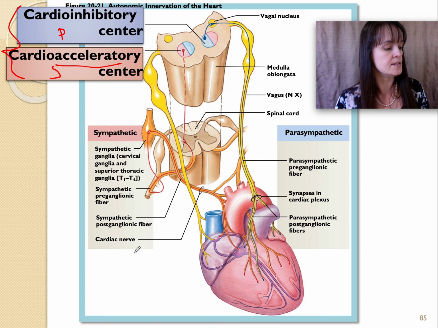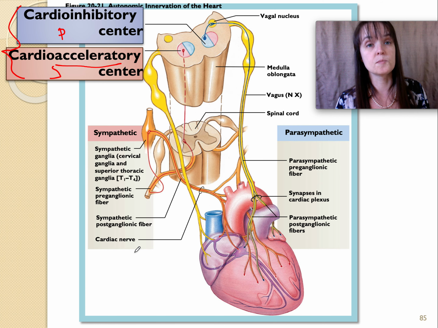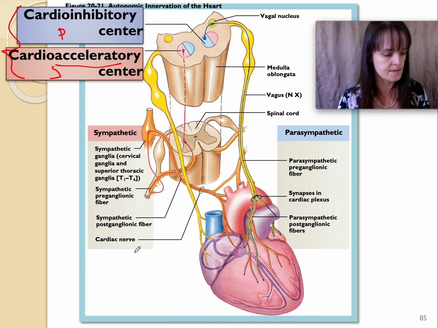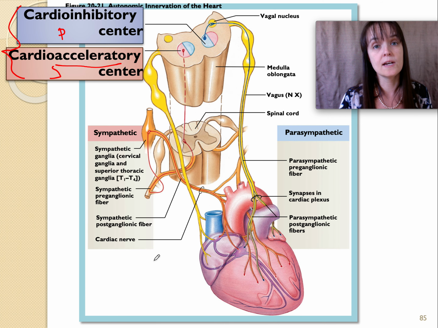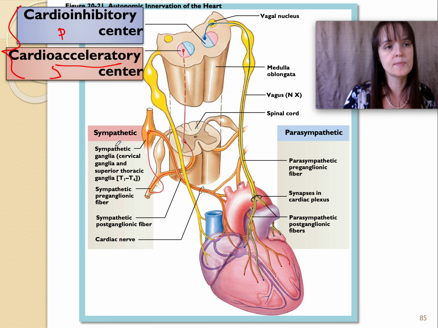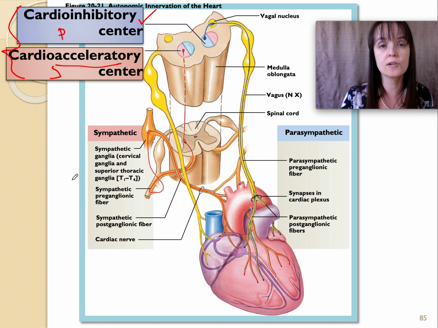Cardiac reflexes. An increase of cardiac activity can be caused by a decrease in blood pressure, a decrease in oxygen, and an increase in carbon dioxide. The resting autonomic tone is that you get both sympathetic and parasympathetic innervation to the heart at all times, all day long. In a healthy resting heart, the parasympathetic dominates. So you're getting both, but the cardio-inhibitory center is stronger and sending out a stronger signal.